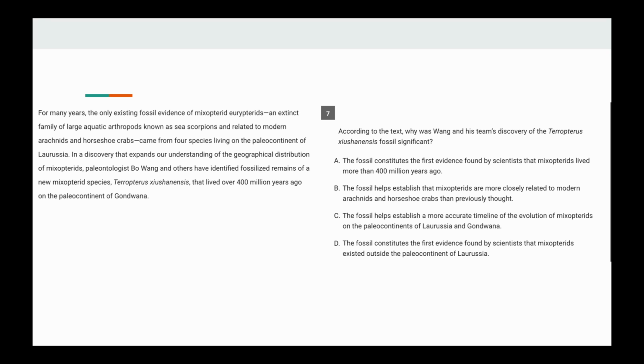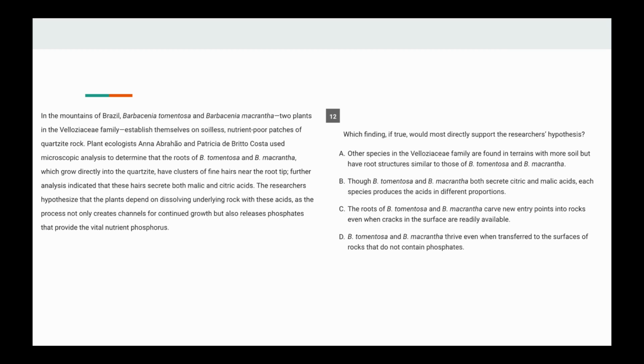Now let's look at D. The fossil constitutes the first evidence found by scientists that Mixopterids existed outside the paleocontinent of Laurasia. Yes, this is correct, because it had previously been thought that they lived in Laurasia. But then there has been a discovery which expands our understanding of the geographical distribution of Mixopterids, because they found remains that lived in Gondwana, outside Laurasia. Basically the same thing. That's why D is the correct answer choice. Next question.